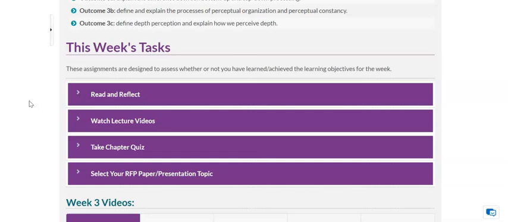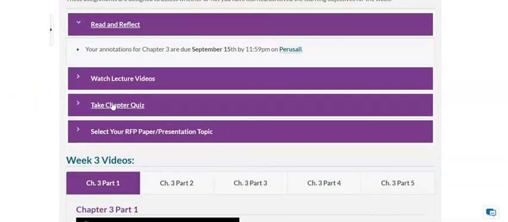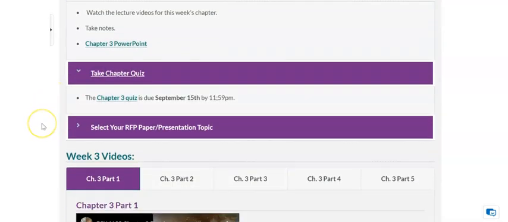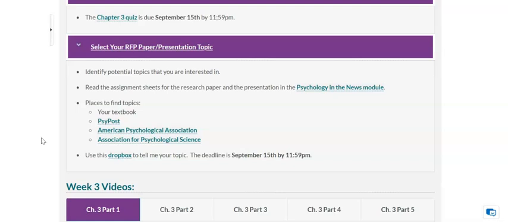Your tasks are very similar to last week. You need to do your reading of Chapter 3 and post your annotations, watch your lecture videos, take your quiz, and then you have one additional task this week, which is the first stage of your Rader Foundation Portfolio paper presentation topic. So what I'll be asking you to do is visit the Psychology in the News module here on D2L, get super familiar with it, read the assignment sheets, and then go looking for topics. And I just want broad topics for you to share with me.